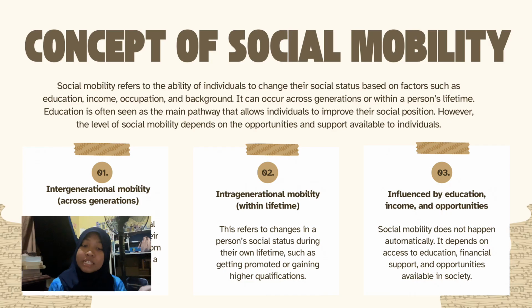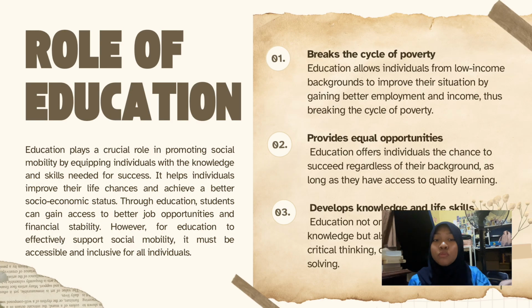And also, lastly, we have influenced by education, income, opportunities. So social mobility does not happen automatically. It depends on access to education, financial support, and also opportunities available in each society. Okay, so next we will be moving on to role of education.